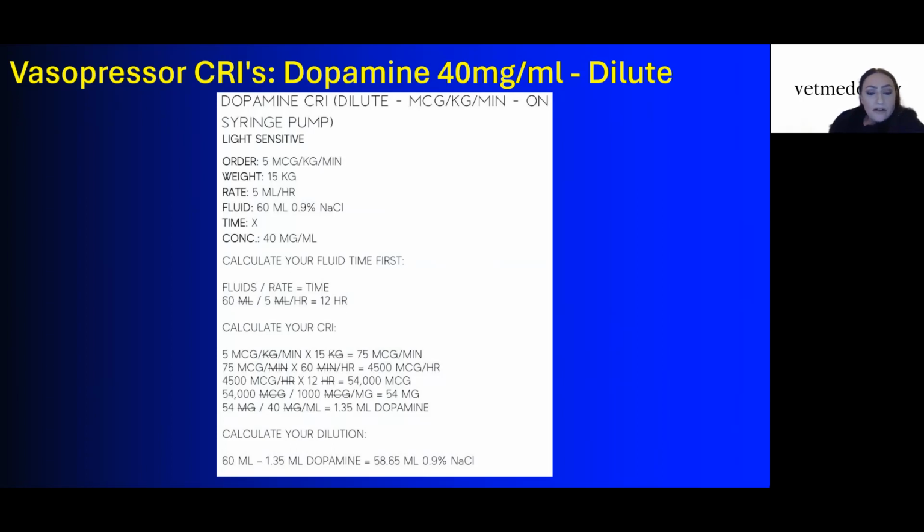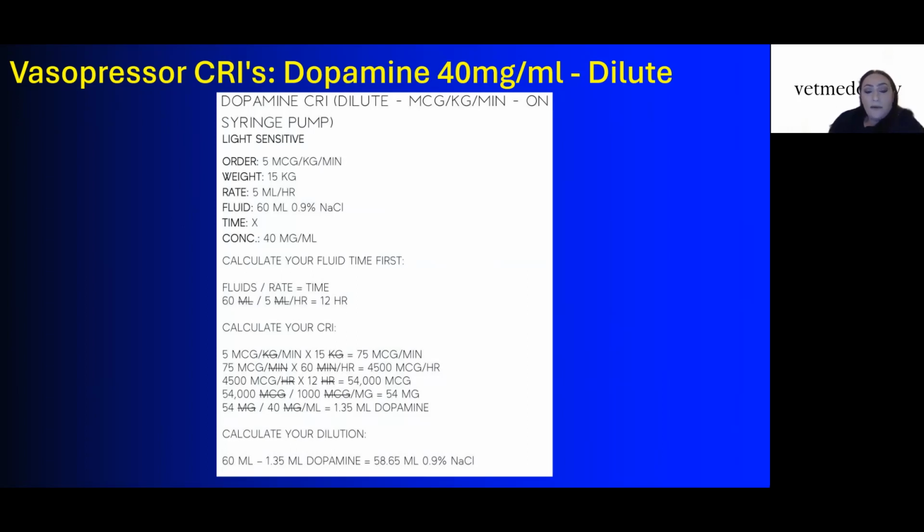So calculating our CRI next, 5 mics per kg per minute times 15 kgs equals 75 mics per minute. 75 mics per minute times 60 minutes an hour equals 4,500 mics an hour. 4,500 mics an hour times 12 hours equals 54,000 micrograms. 54,000 mics divided by 1,000 mics per mg equals 54 milligrams.